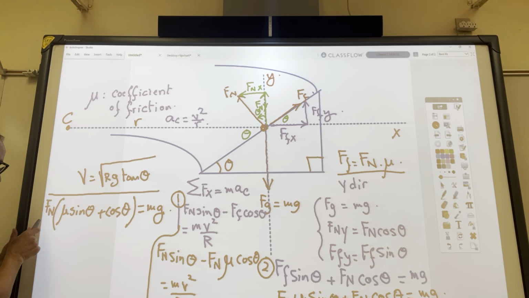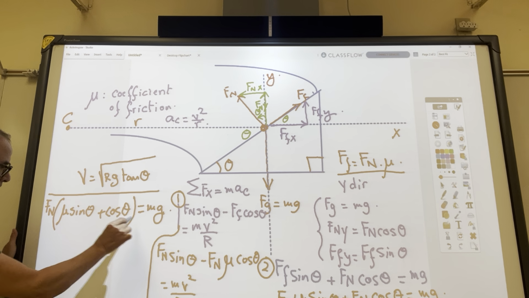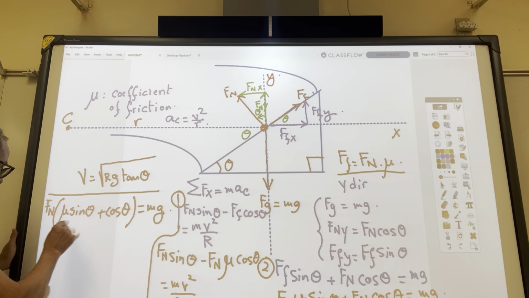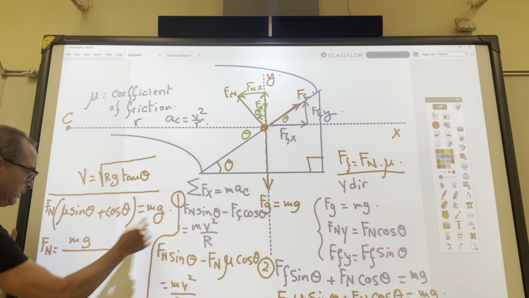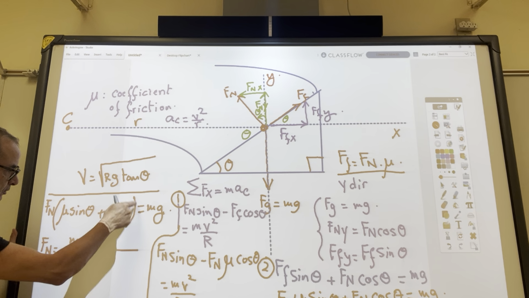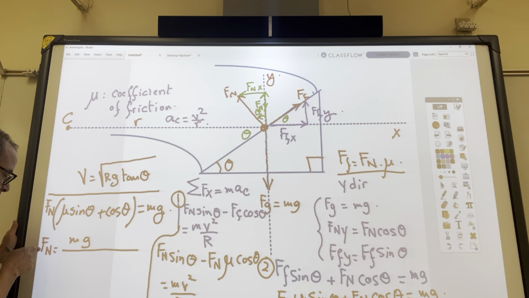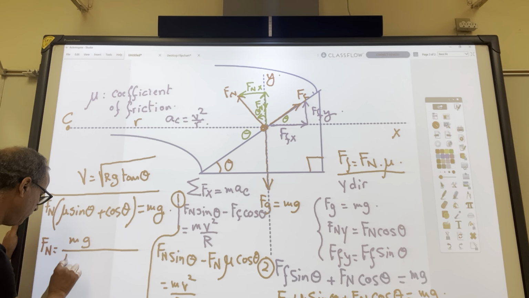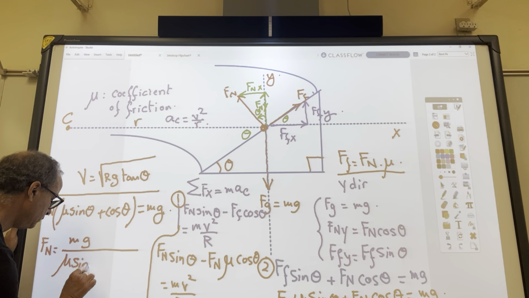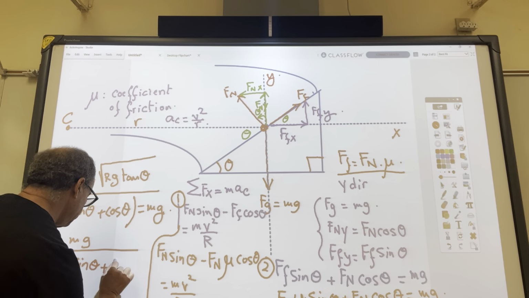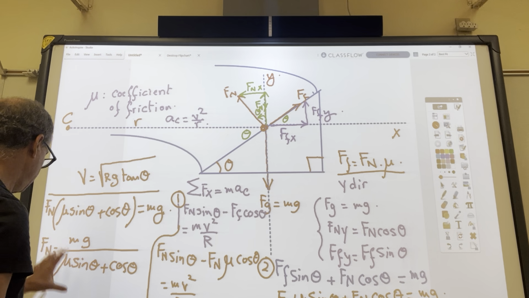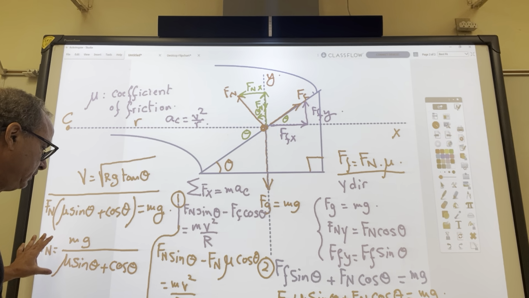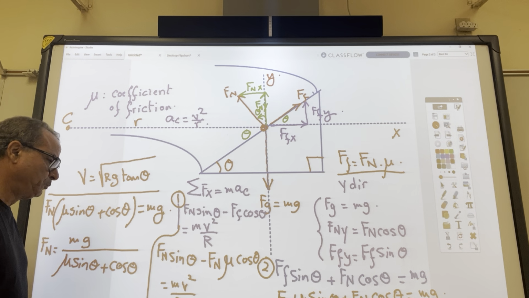Now I'm going to isolate the Fn by dividing both sides by mu sine theta plus cosine theta, so I get the Fn by itself. Fn is going to be mg over mu sine theta plus cosine theta. I'm going to leave this Fn and replace it into this equation right here.